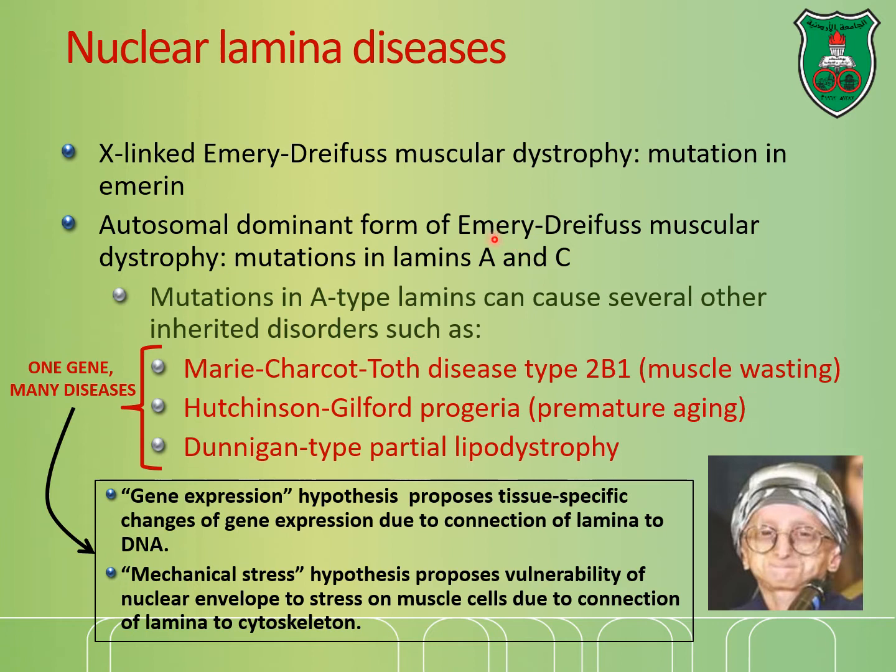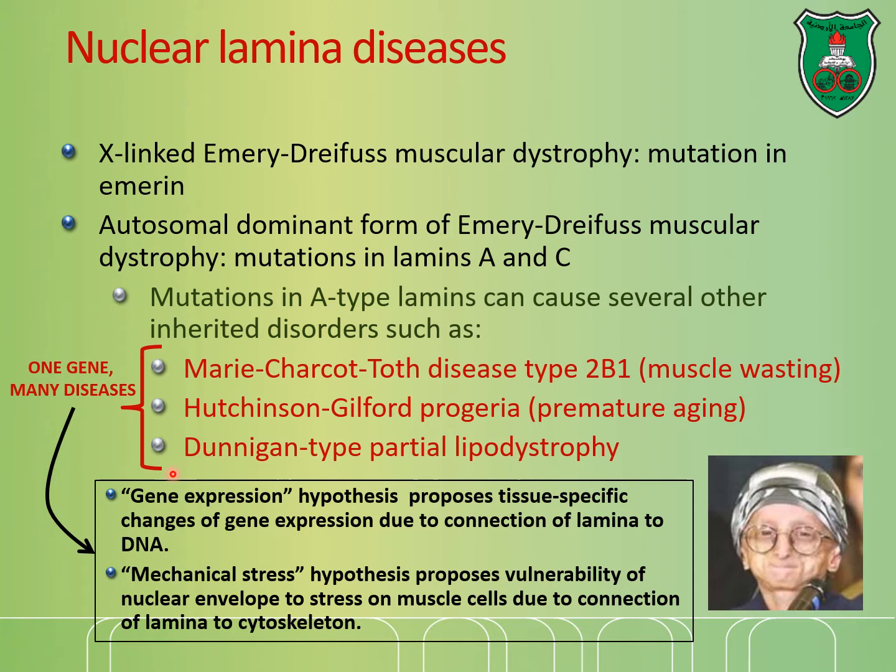Okay, different forms of the Emery-Dreifuss muscular dystrophy. So you can have the same disease caused by mutations in different proteins. Not only that, but you can also have mutations in lamin A causing different diseases, like Charcot-Marie-Tooth disease. Okay, it's a common disease that results in muscle wasting. You have the Hutchinson-Gilford progeria, which causes premature aging, as you can see here. So you can see a little child looking like an old man. And there is the Dunnigan type partial lipodystrophy.